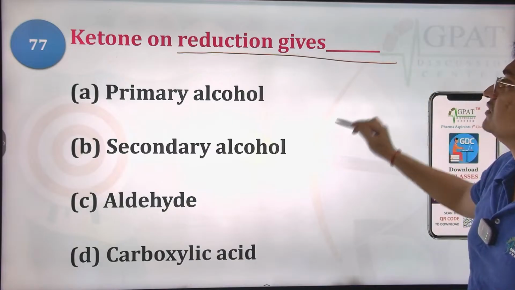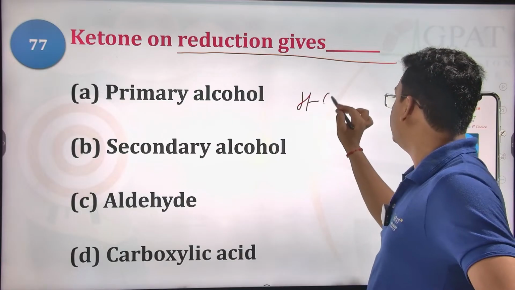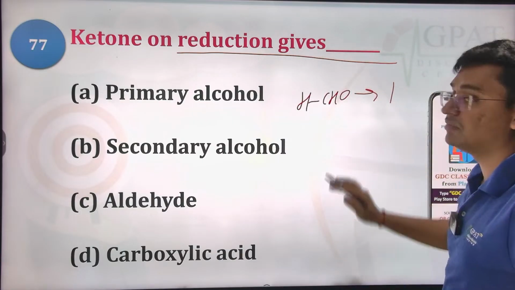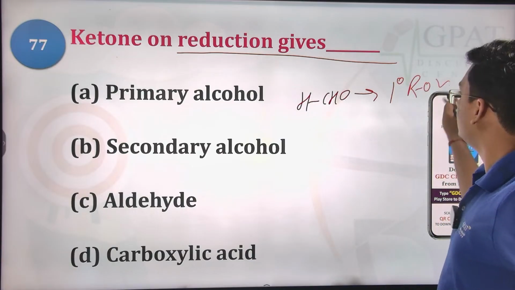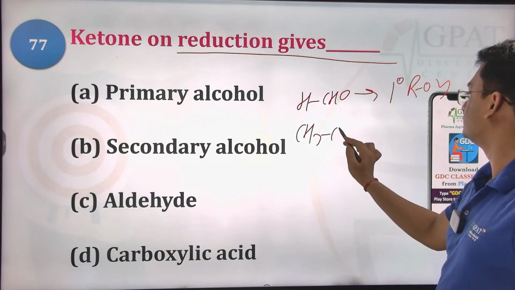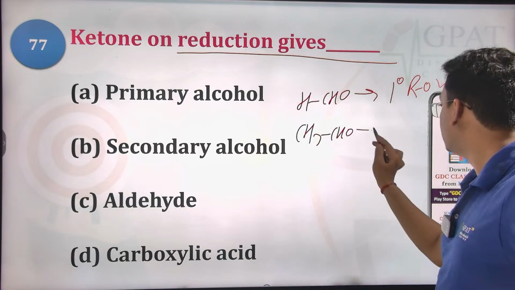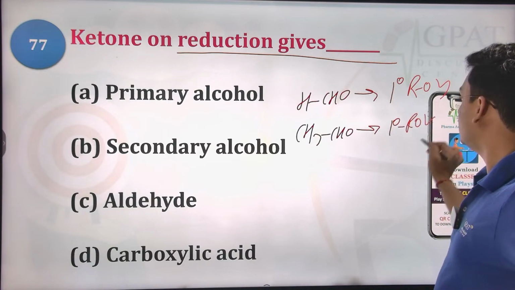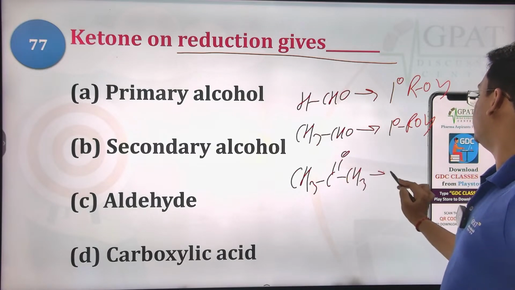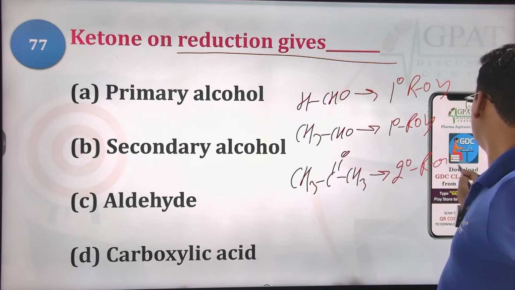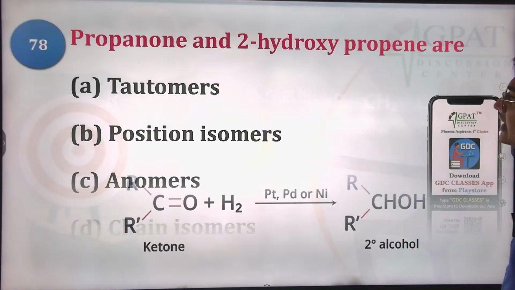Ketone on reduction gives 2-degree alcohols. Formaldehyde will be giving you 1-degree alcohol. The aldehyde gives you 1-degree alcohol. This ketone will be giving you 2-degree alcohol, also known as secondary alcohol. So B is the right answer.